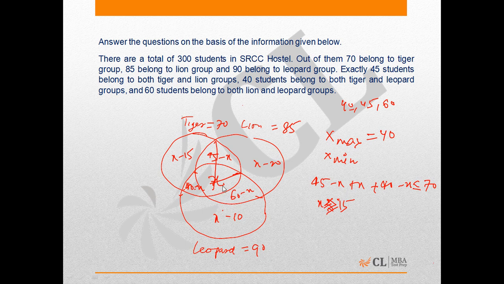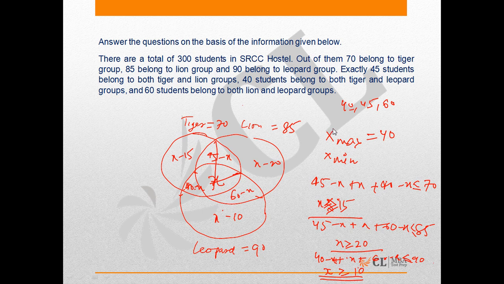Similarly, when we take the sum of 45 minus X and 60 minus X, this has to be less or equal to 85. From here we get X has to be greater or equal to 20, and finally when we take sum of 40 minus X and 60 minus X, this has to be less or equal to 90. From here we get X greater or equal to 10.